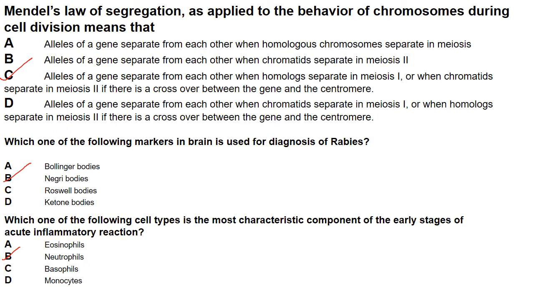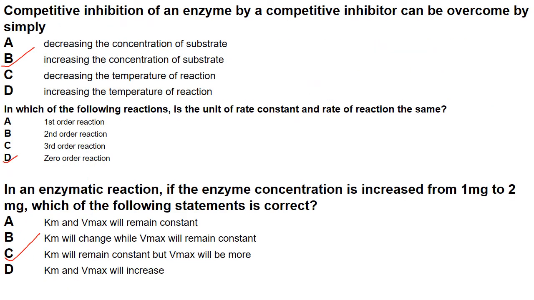Which one of the following cell type is the most characteristic component of the early stage of acute inflammatory reaction? It is neutrophils. It is in the early stage they have asked for inflammatory reaction. It is neutrophils. Then competitive inhibition of an enzyme by a competitive inhibitor can be overcome by simply increasing the concentration of the substrate. Answer is option B.